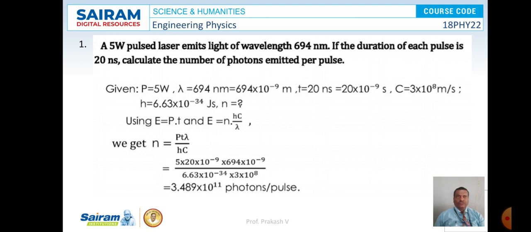We know that E is equal to P into T, and further E is equal to N into hc by lambda, and hence the value of N is written as P T lambda by hc. By substituting the values of P, T, lambda, h and c in the formula, and on simplification we get the number of photons emitted per pulse as 3.489 into 10 to the power of 11 photons. So 3.489 into 10 to the power of 11 photons are emitted per pulse. This is the solution for this problem.